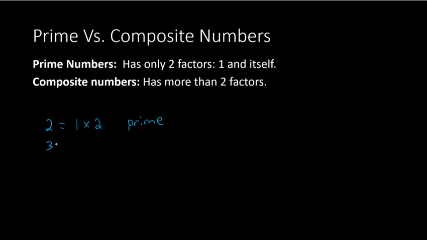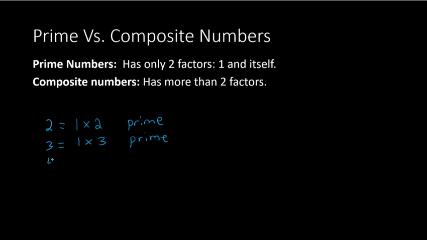Now what about the number 3? Well, the only way to get 3 is doing 1 times 3. There's no other factors other than 1 and itself, 1 and the number 3. So for that reason, 3 would also be prime.